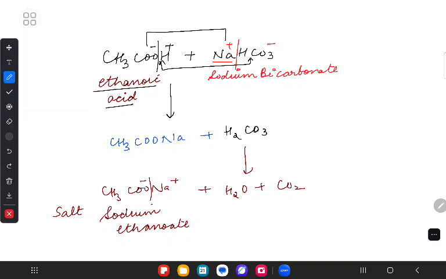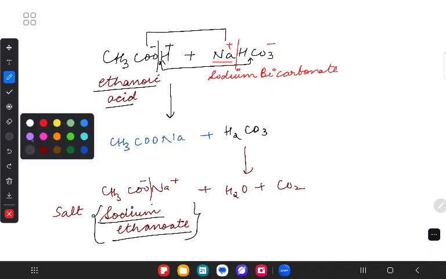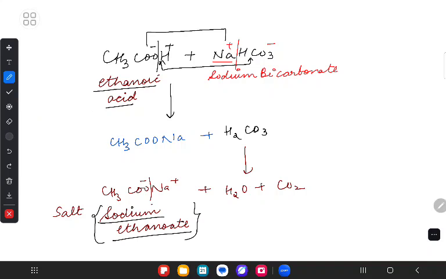Got the point? So that's sodium ethanoate. Got it? So that's the idea we have. Now, similarly, what do we have in here? Just understand. So primarily we're going to have CH3COONa plus H2O plus CO2.